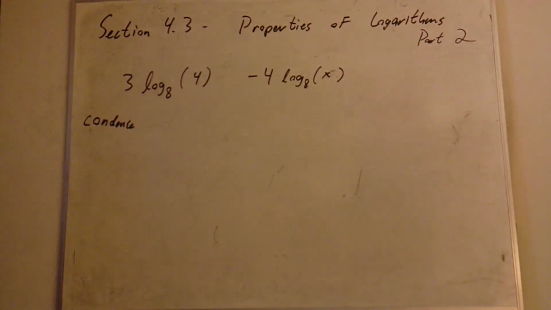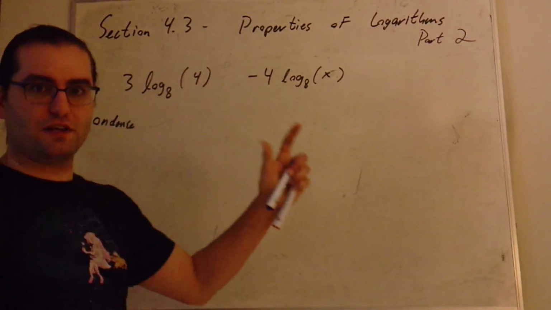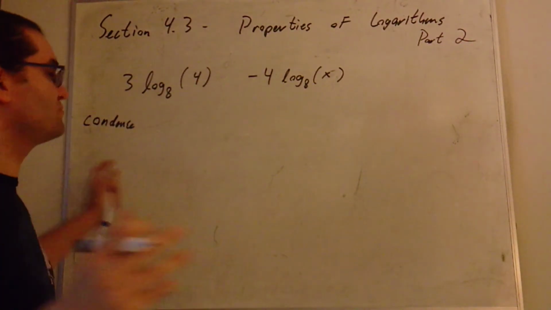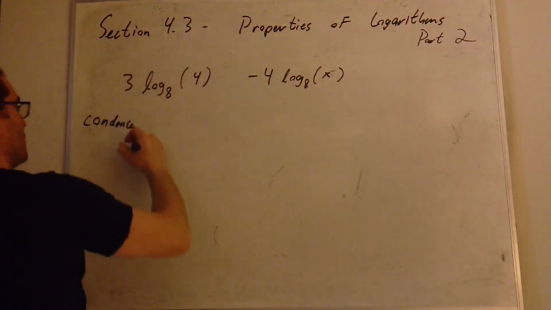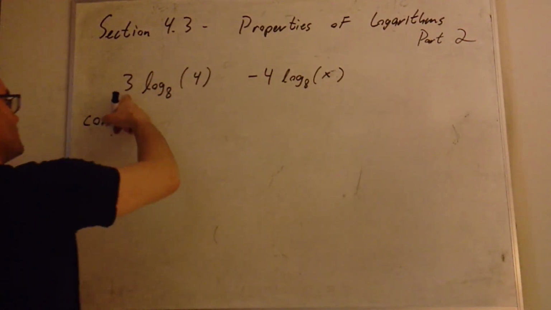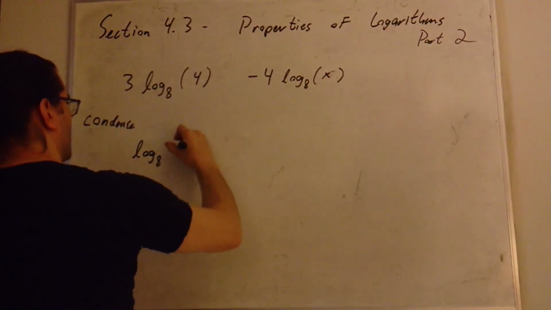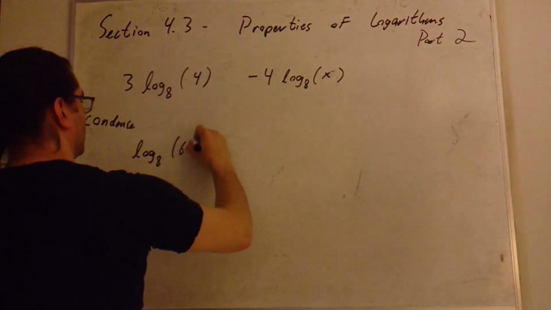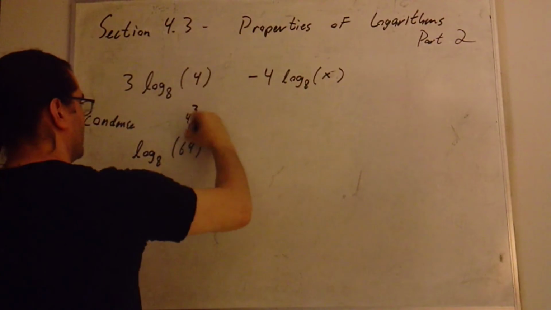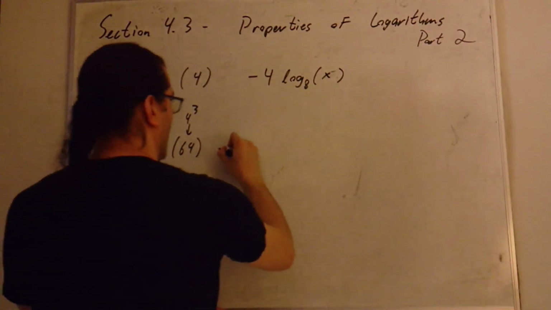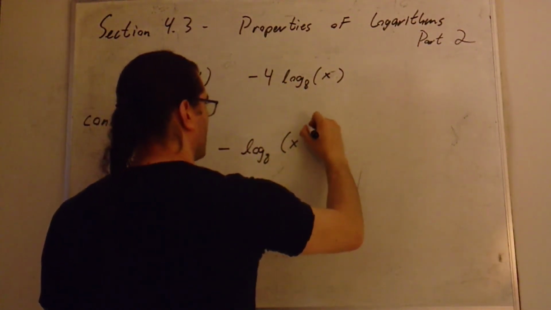To condense them, we basically have to go through that whole process backwards. Instead of starting with one log and making it into a bunch of pieces, we have a bunch of pieces, we want to make this into one log. So we're going to start by putting these coefficient multipliers in as exponents. So this will be the log base 8 of 64, which is 4 cubed, minus log base 8 of x to the 4.